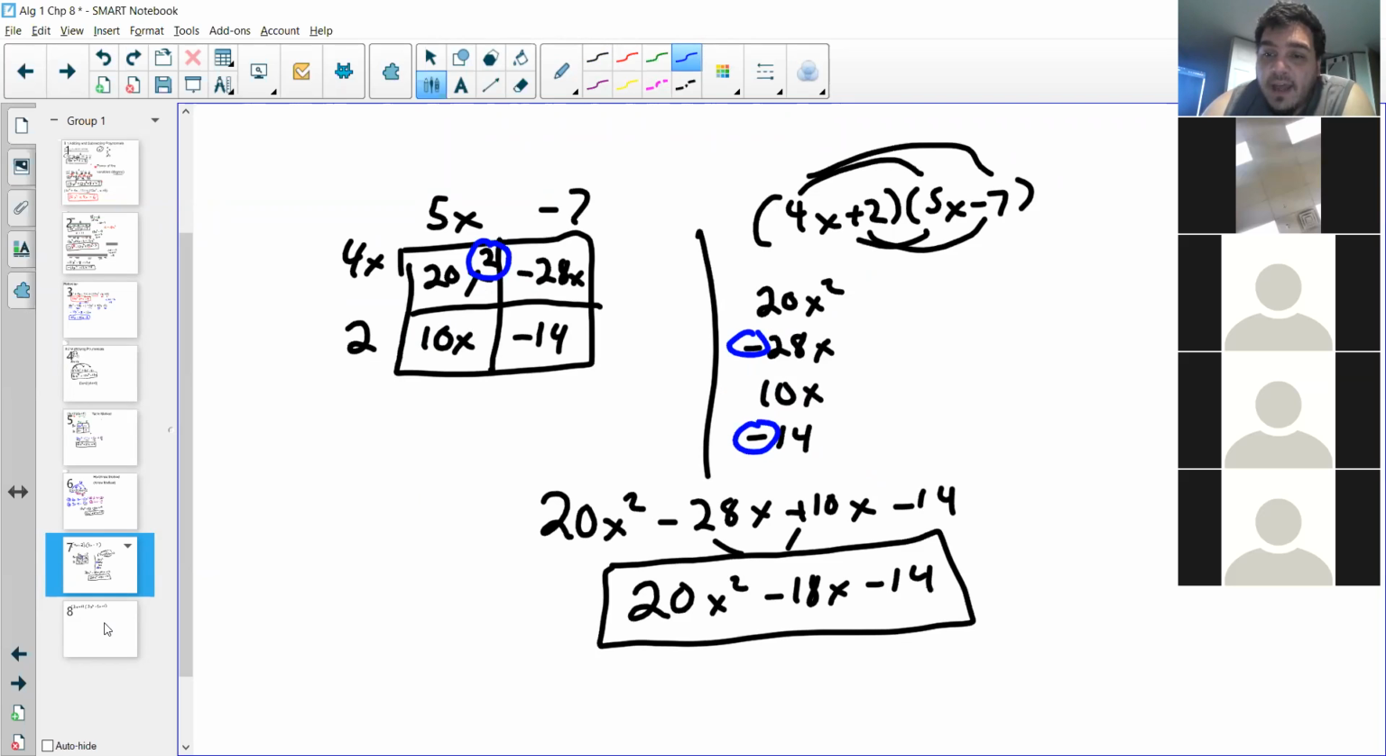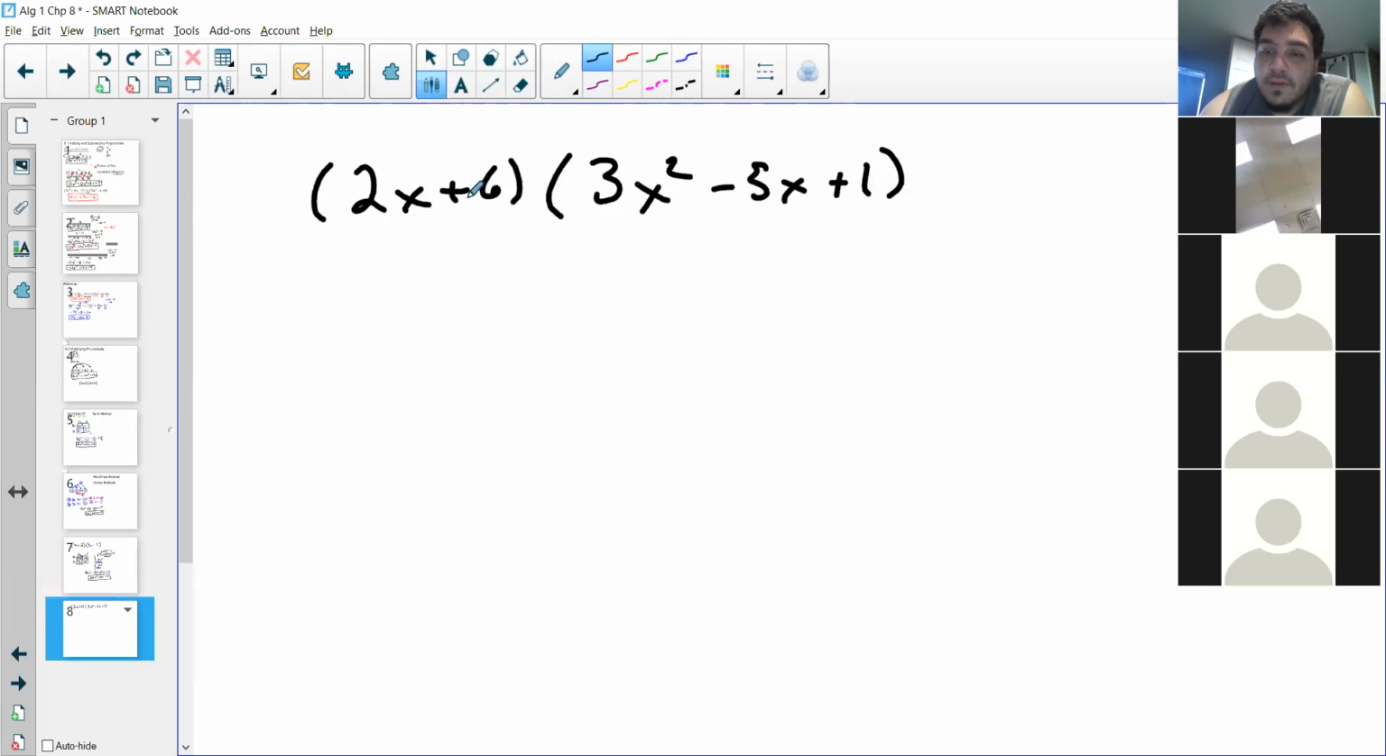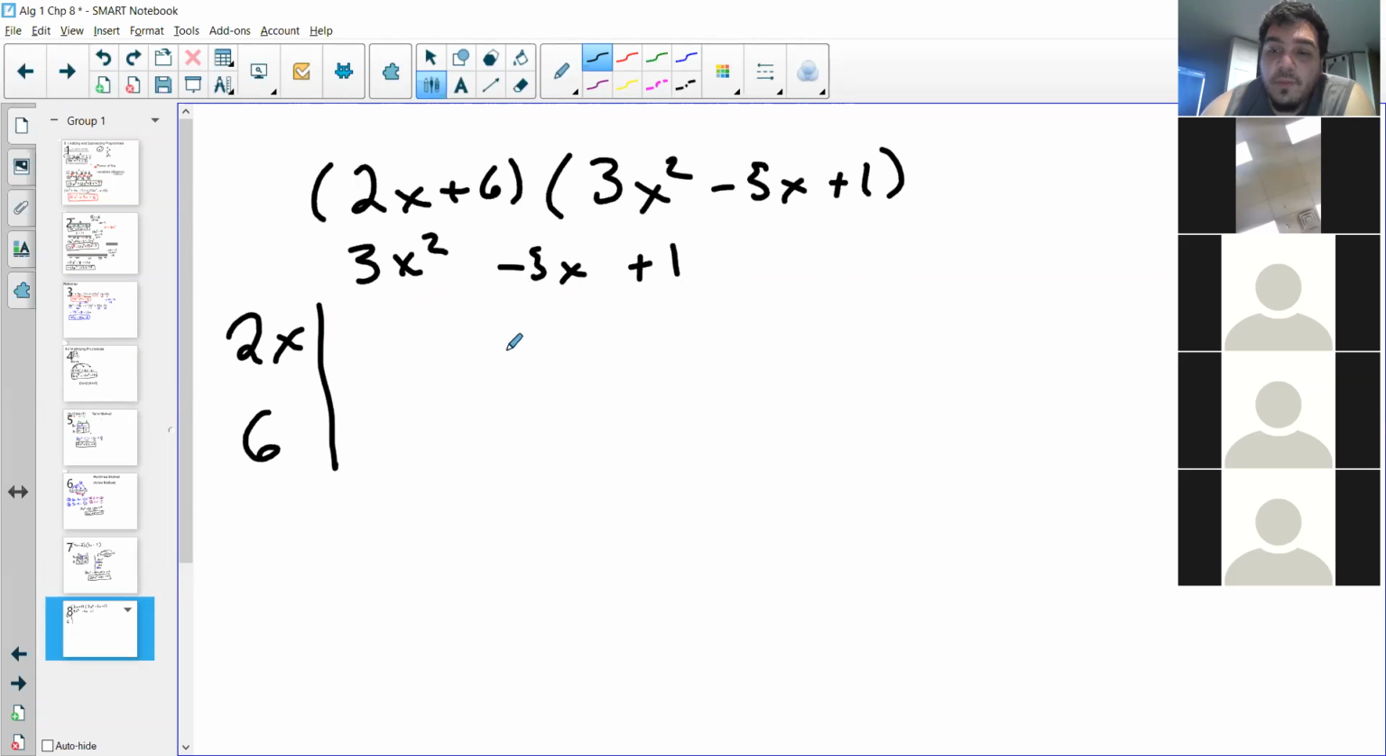All right, let's look at the last problem. Now you might be wondering, wait a second, Mr. Tobel, this has 2 terms. This has 3 terms. You're correct. That's okay though. We can handle it with a table or with arrows. I'll help set up the table. So 2x and 6 would be on the left. 3x squared minus 5x plus 1 will be on the top.